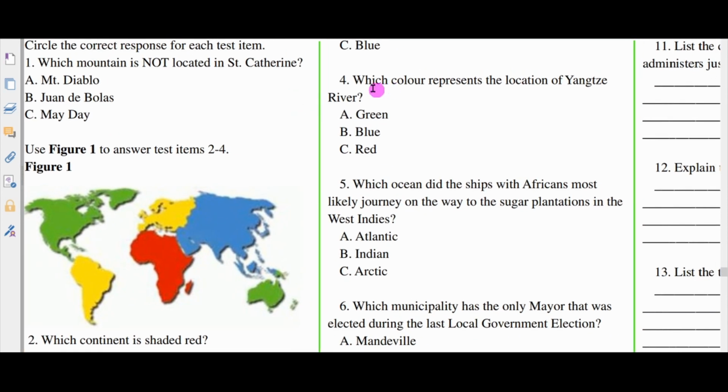Again, which color represents the location of the Yangtze River? Is it green, blue, or red? Again, it would be blue, because this is a major river associated with Asia.